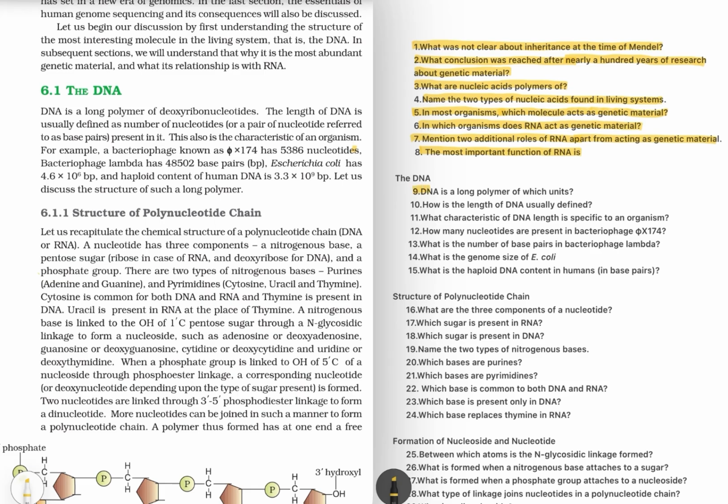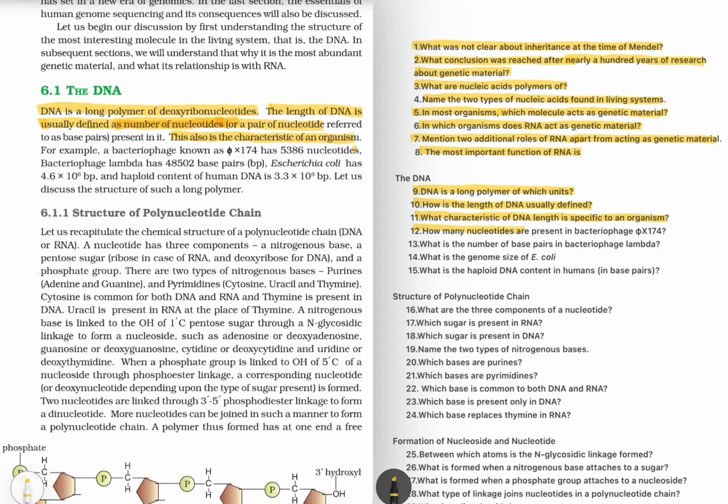DNA is a long polymer of which units? DNA is a long polymer of deoxyribonucleotides. How is the length of DNA usually defined? The length of DNA is usually defined as number of nucleotides or pairs of nucleotides. What characteristic of DNA length is specific to an organism? The number of nucleotides is characteristic to every organism. So the characteristic of an organism is the number of nucleotides in it.